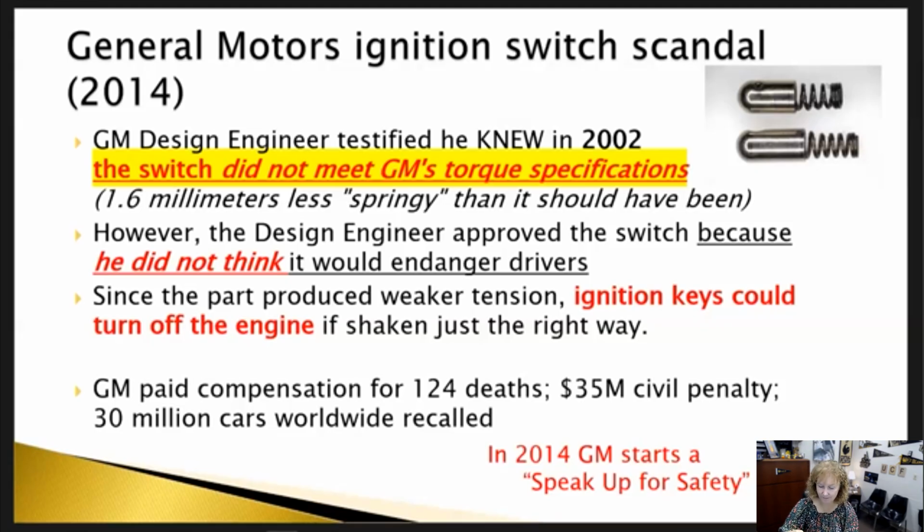What happened was because the spring didn't have the proper tension, if you hit a bump while you were driving a car, it would literally have the key turn your car off. And 124 people died, and there was lots of money paid out, and 30 million cars were recalled. It was a very, very big deal. It did result in something that was good, in that GM started their Speak Up for Safety campaign. And that's very important. I keep talking about having courage to speak up.